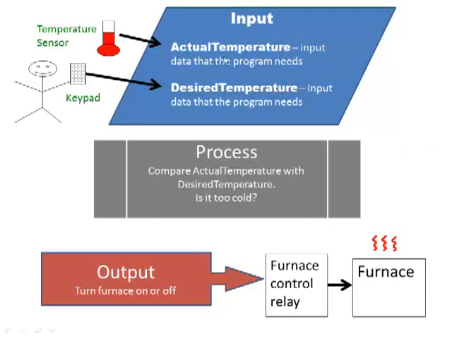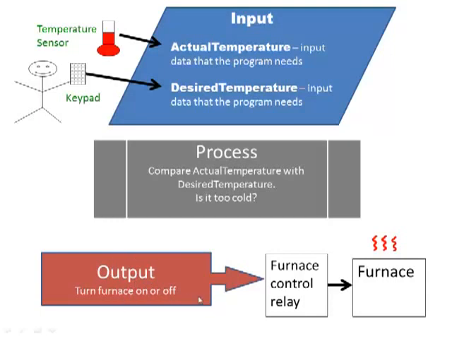Okay, so once it gets its input, it reads the actual temperature, it knows what temperature we want it to be. Now it has to do some processing. So it's going to compare actual temperature with desired temperature and ask the question, is it too cold? Really what it's doing is asking, is actual temperature less than desired temperature? But we can say in plain English, is it too cold? And then it makes a decision on what to do, and then it does it, and that's the output stage. It turns the furnace on or off.